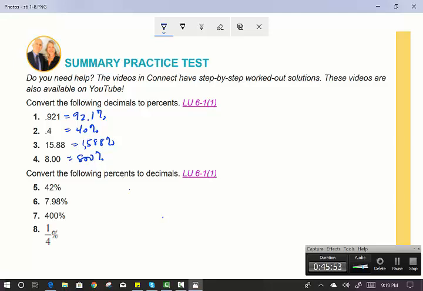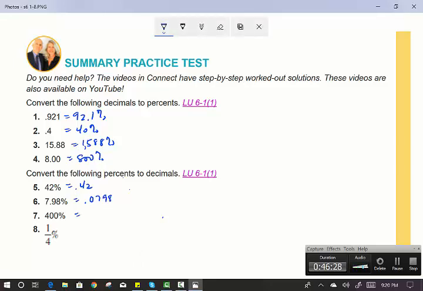Okay, number 5, convert the following percents to decimal. We'll just do the opposite. We'll start with a decimal point if one exists. If it doesn't, we'll start at the percent sign and move the decimal point 2 places to the left. So number 5 is equal to 0.42 hundredths as a decimal. Number 6 is move the decimal point 2 places left, which is 0.0798.